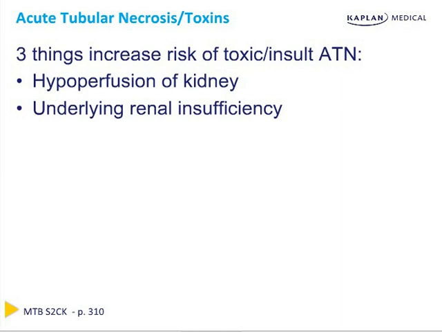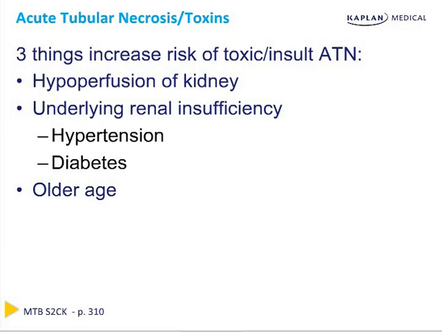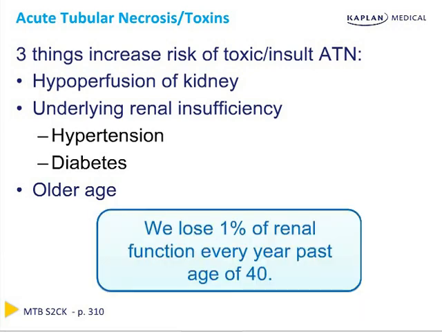Underlying renal insufficiency, so if you have low kidney reserve to begin with, you're more likely to take a hit in the presence of a toxin. And underlying renal insufficiency can be caused by either hypertension or diabetes. And finally, older age. People in general lose about 1% of their renal function every year after age 40, so older folks are much more sensitive to toxic insult, leading to an ATN.